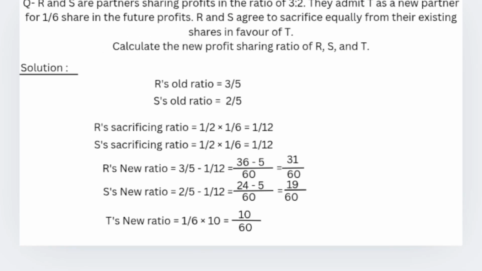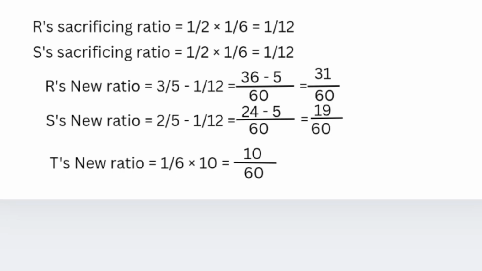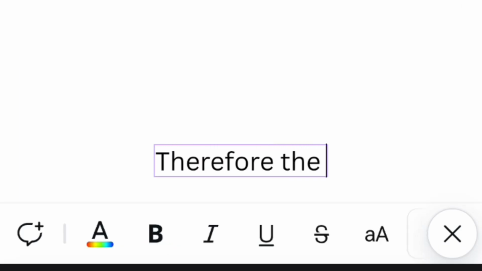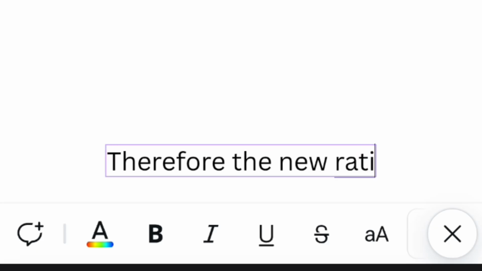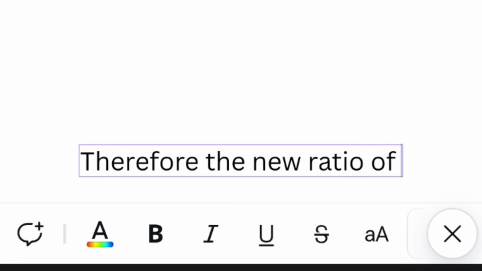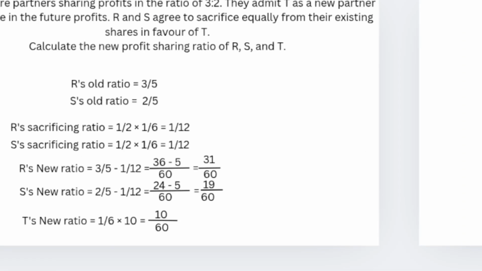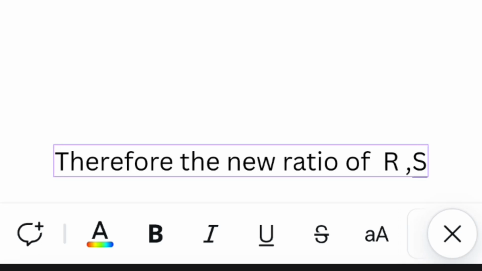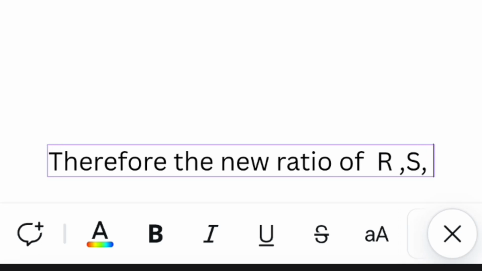So therefore we have to write. Now we get the new ratio, which is 31 : 19 : 10. So we'll write the new ratio of R, S, T.